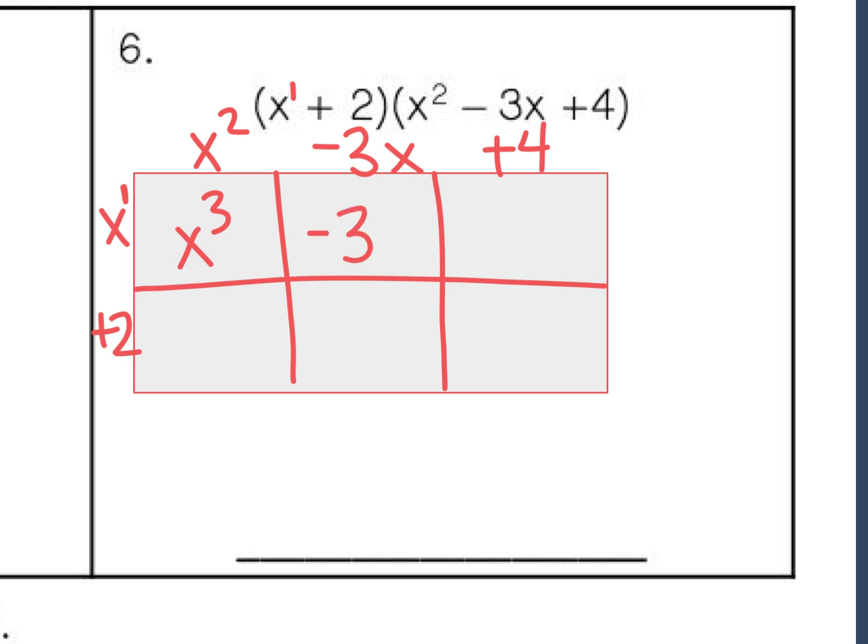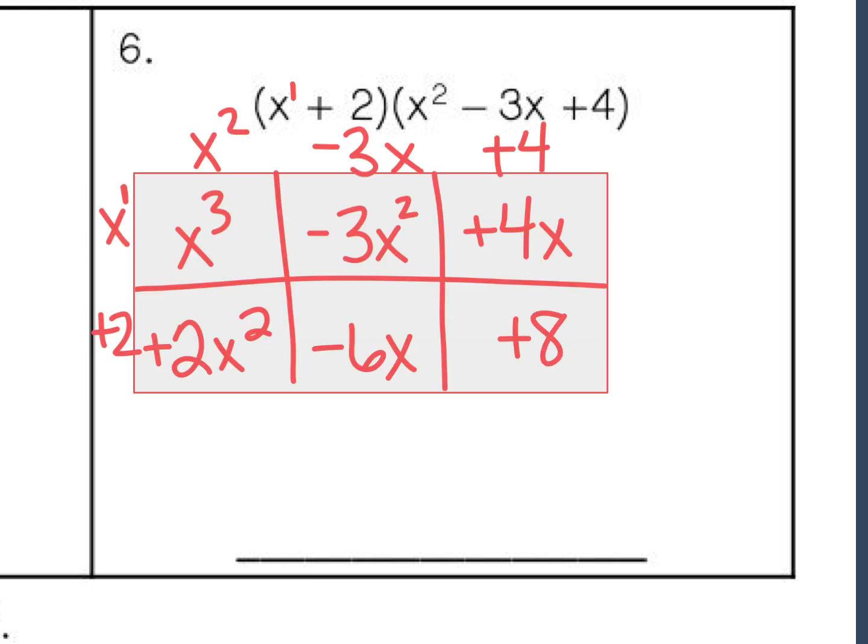Negative x times x is what? x squared. Make sure you're very careful with those exponents. That's the part that messes people up. x times 4 is a positive 4x. Put that positive sign in there. You've got to have a plus or a minus to connect your terms. And then in the second row, 2 times x squared is a positive 2x squared. 2 times negative 3x is negative 6x. 2 times 4 is a positive 8.